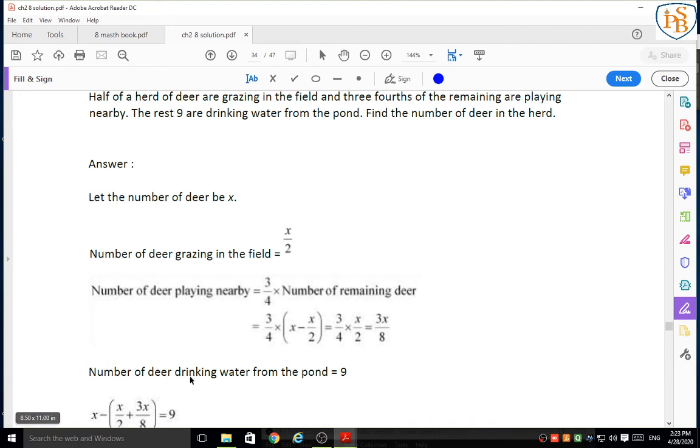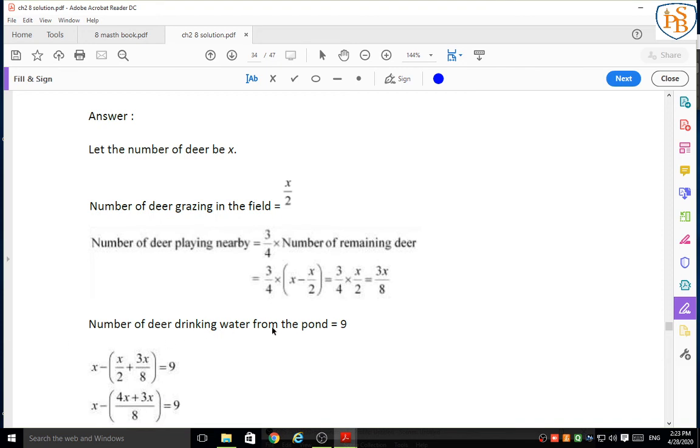And the number of deer drinking water from the pond is 9. So half of the herd of deer are grazing. Grazing deer are x upon 2. The playing deer are 3x upon 8. And the remaining, which are drinking from the water, are 9. So x upon 2 plus 3x upon 8 plus 9 is equal to x. This is our linear equation, and you have to solve this linear equation yourself in your notebook. So please students, try to solve this in your notebook.